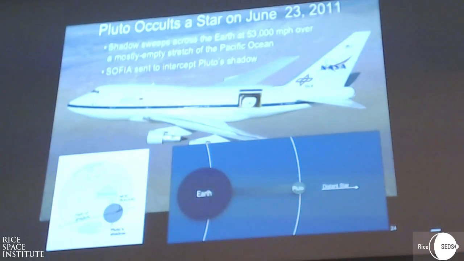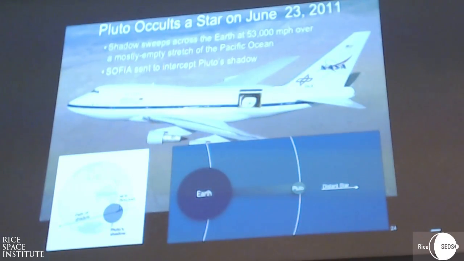And then you can see in the lower left the size of what that shadow would be. And then it's sweeping across the Earth at about 53,000 miles per hour. And as you can see, there's not much land in the area. In fact, the center of it was completely over water. The only way we could do that is through observations with a plane.